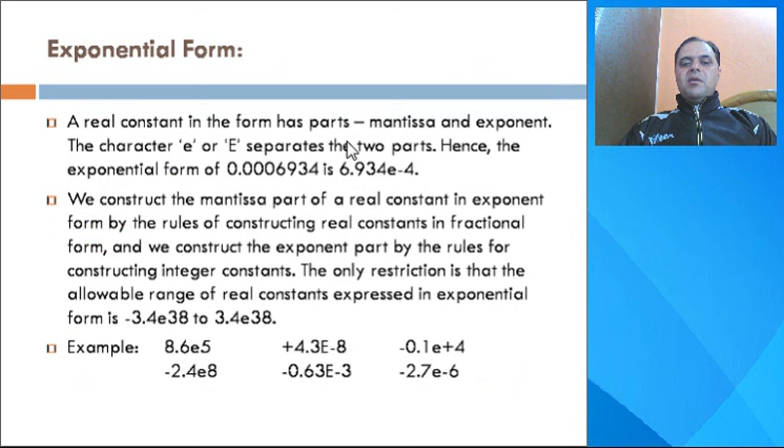Exponential form. A real constant in exponential form has two parts: a mantissa and an exponent. The character e separates these two. We construct the mantissa part by the rules for constructing a real constant in fractional form, and we construct the exponent part by the rules for constructing an integer constant. The only restriction is that the allowable range of a real constant expressed in exponential form is this. Examples are 8.6e5, +4.3e-8 and so on. These are examples of exponential form.